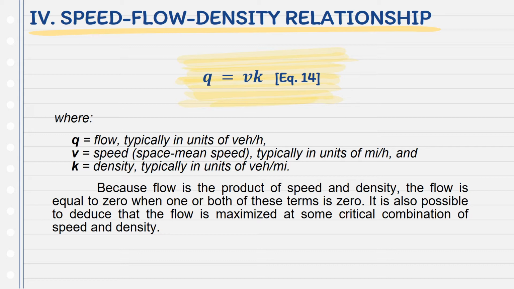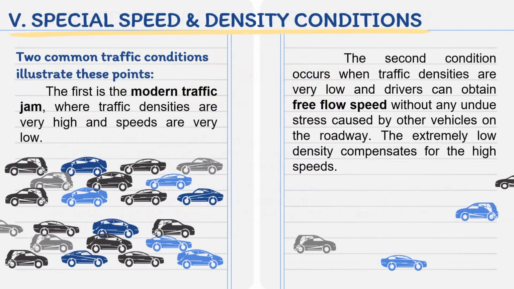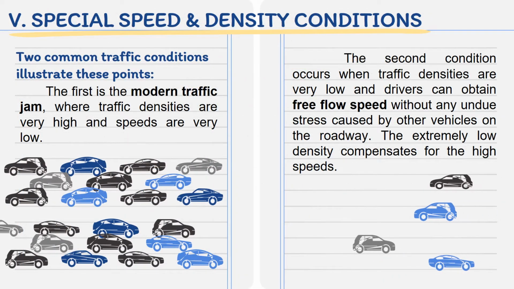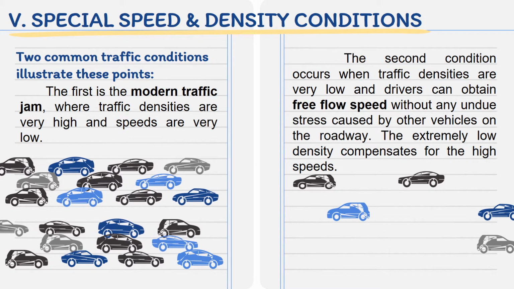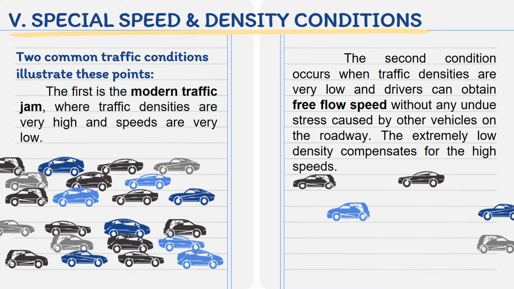Because flow is the product of speed and density, the flow is equal to zero when one or both of these terms is zero. It is also possible to deduce that the flow is maximized at some critical combination of speed and density. Two common traffic conditions illustrate these points. The first is the modern traffic jam, where the number of vehicles is very high and the speeds are very low, as shown in the animation below.